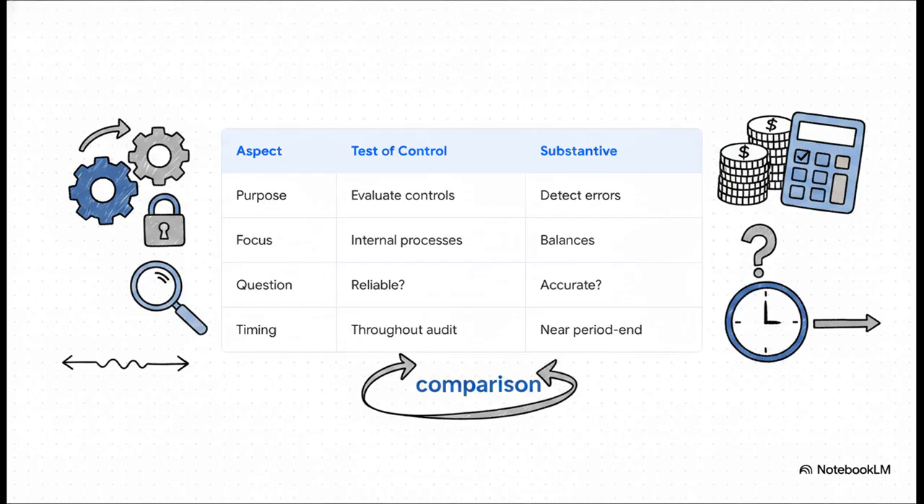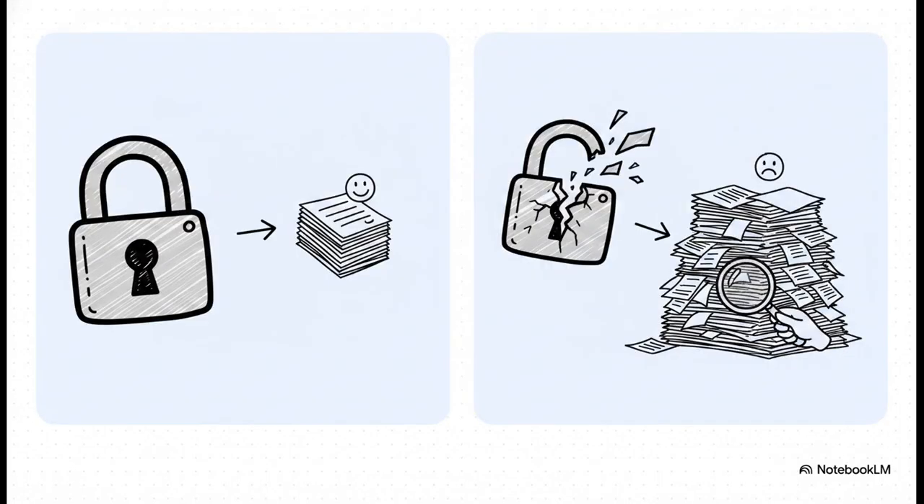And importantly, look at the timing. Tests of control happen continuously throughout the audit period, whereas substantive testing often takes place near the period end when the final figures are actually ready. What's really fascinating here is the cause and effect relationship between them. Look at the first scenario. If a company has strong internal controls, meaning the locks are secure, the auditor assesses a lower control risk. This results in reduced substantive testing and greater audit efficiency.